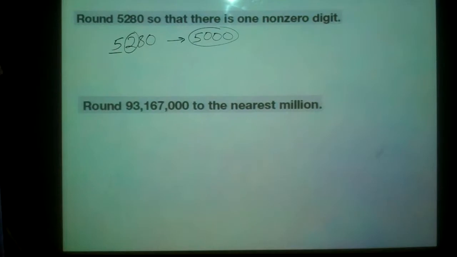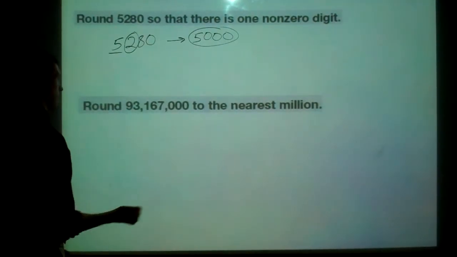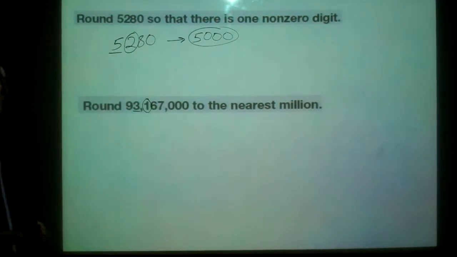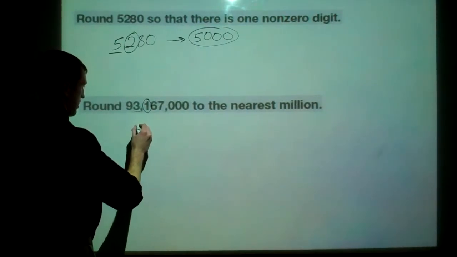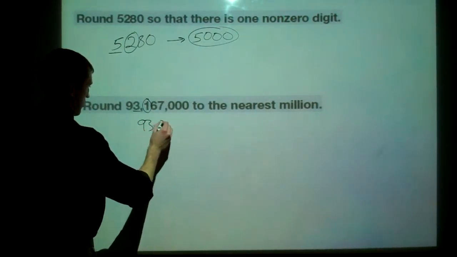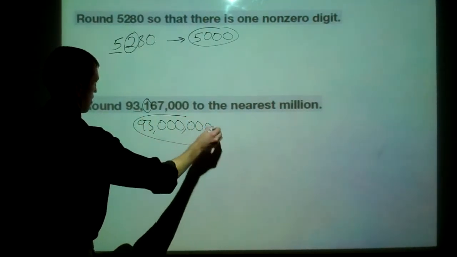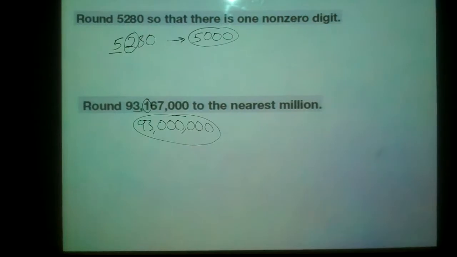Okay. Here's a better example. Round 93,167,000 to the nearest million. So we're going to underline our millions place right here. Circle the next digit. Our circled number is less than 5, so this will be 93 million once we round. Alright. So far so good.